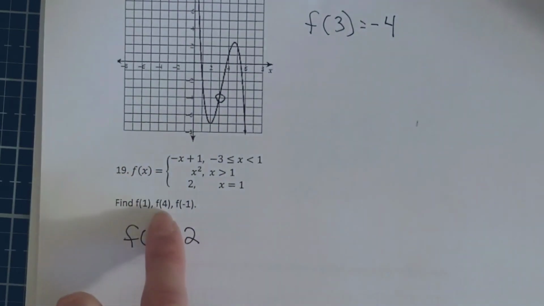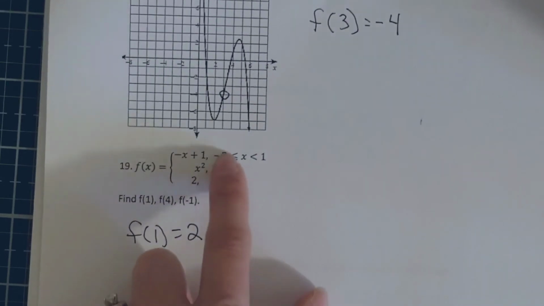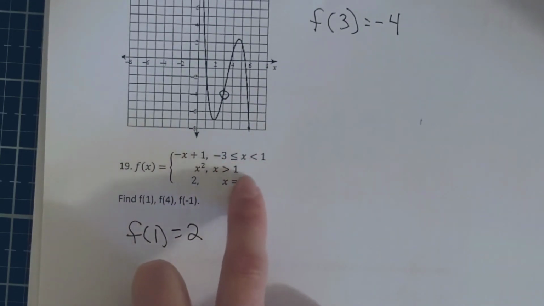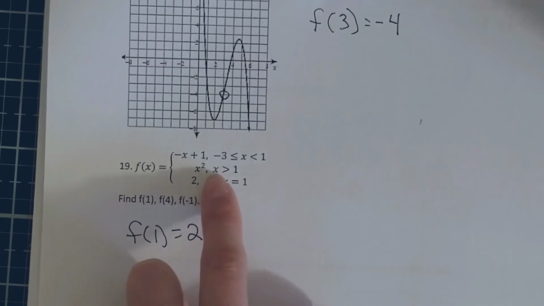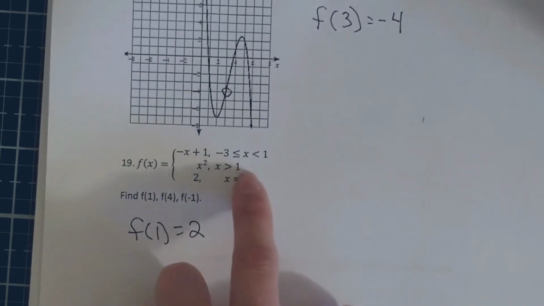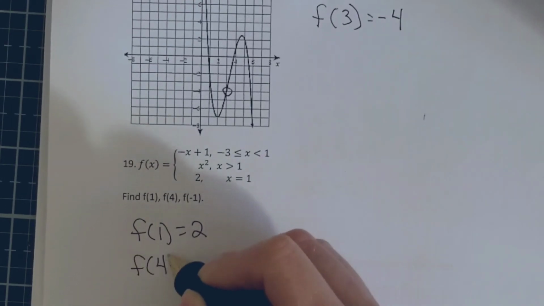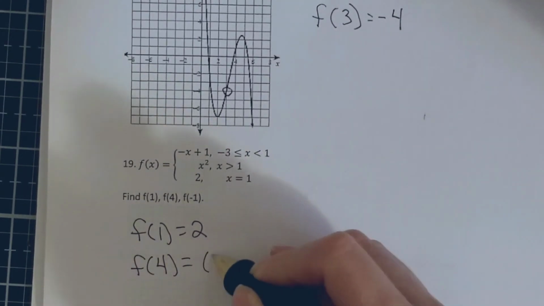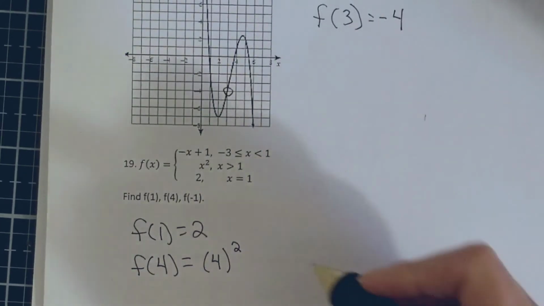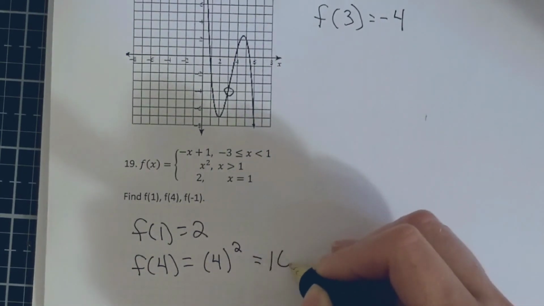Okay, f of 4, you need to figure out which case the 4 would follow. Well, this is between -3 and 1, and this is x is greater than 1. Well, 4 is greater than 1, so I want that middle case. So this is going to be 4 squared, and 4 squared is 16.